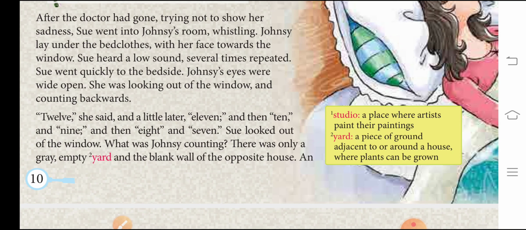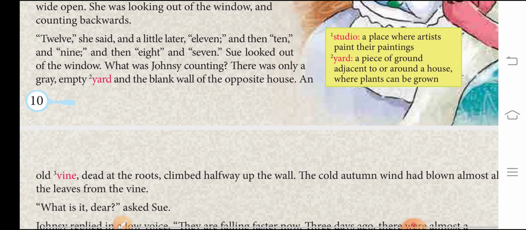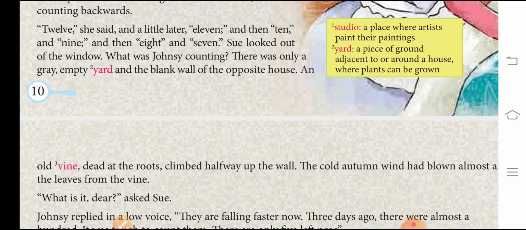So what did she do next? Let's see. "Twelve," she said, and a little later "eleven," and then "ten," and then "nine," and then "eight," and then "seven." Sue looked out of the window. What was Johnsy counting? There was only a grey, empty yard and the blank wall of the opposite house.